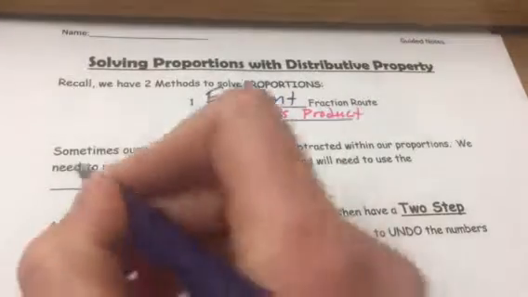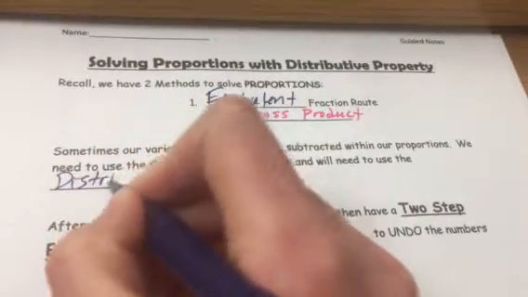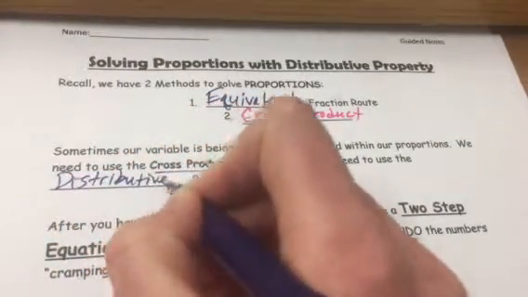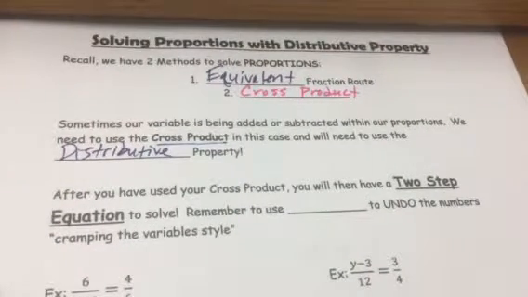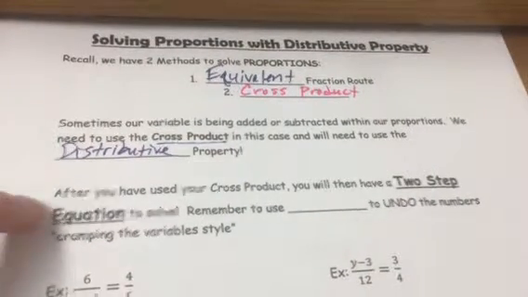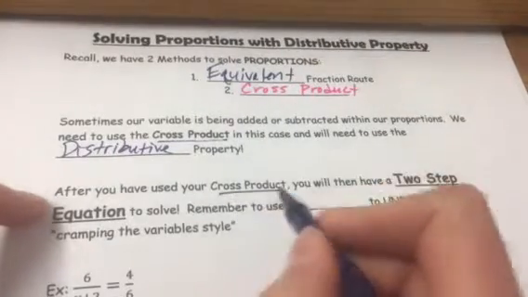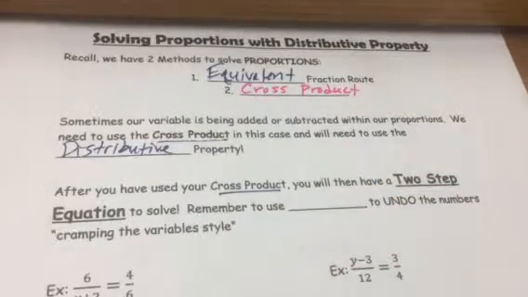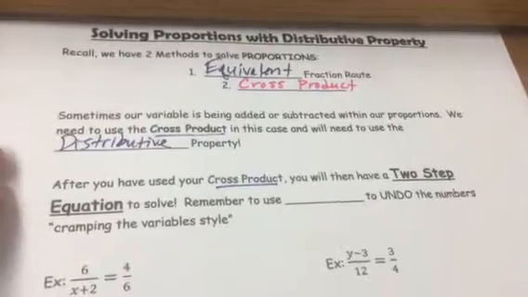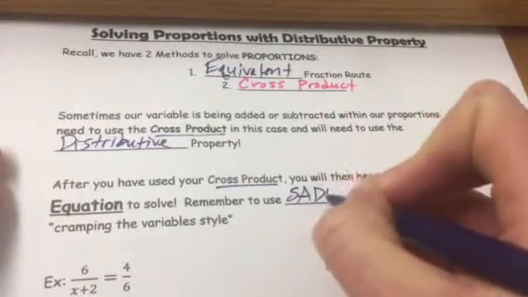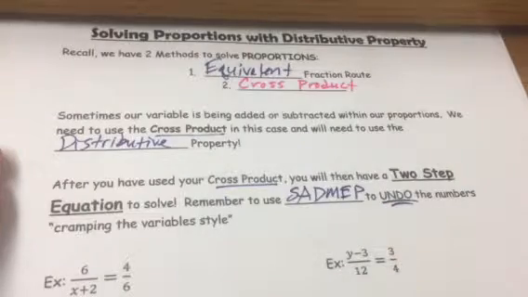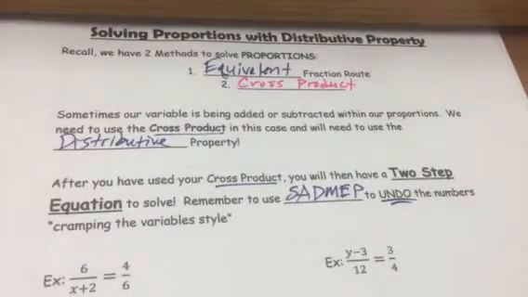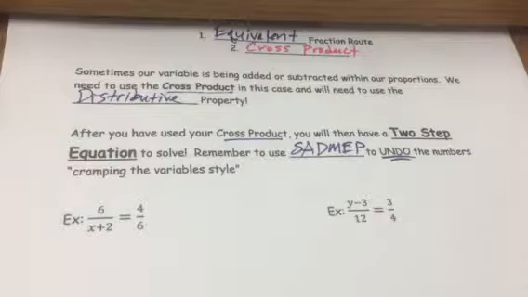And what we're going to find is that we actually need to use the distributive property to complete the cross product. So let's go ahead and, oh, sorry, I'm getting ahead of myself. After you've used that cross product, you're actually going to have a two-step equation. And remember, we're going to use SADMEP, the reverse order of operations, to undo the numbers that are cramping the variable's style. We still want to get x, or the variable, all by itself.